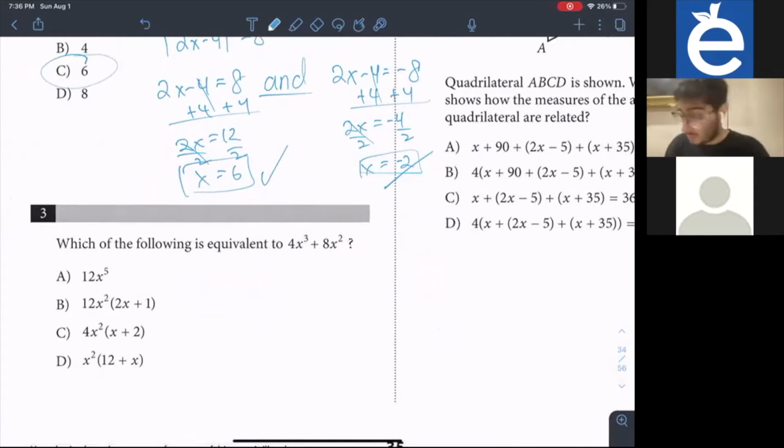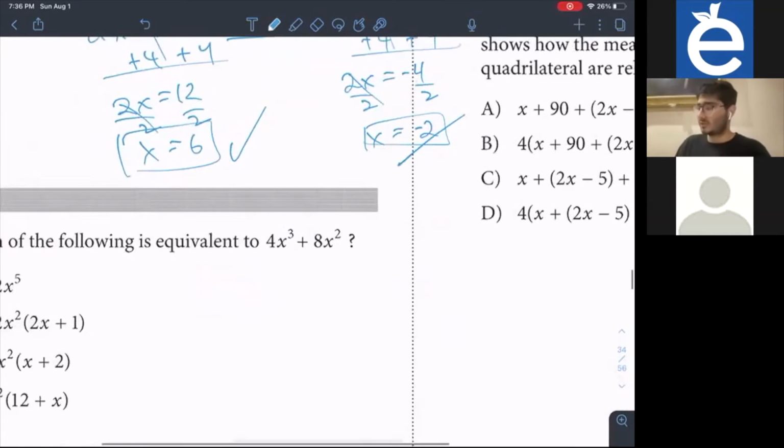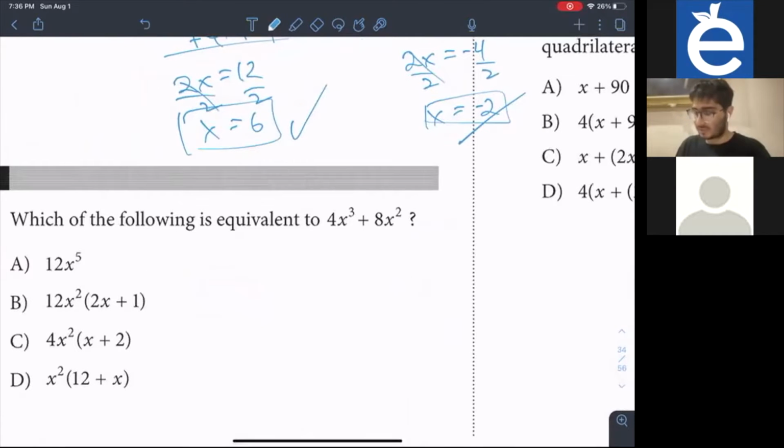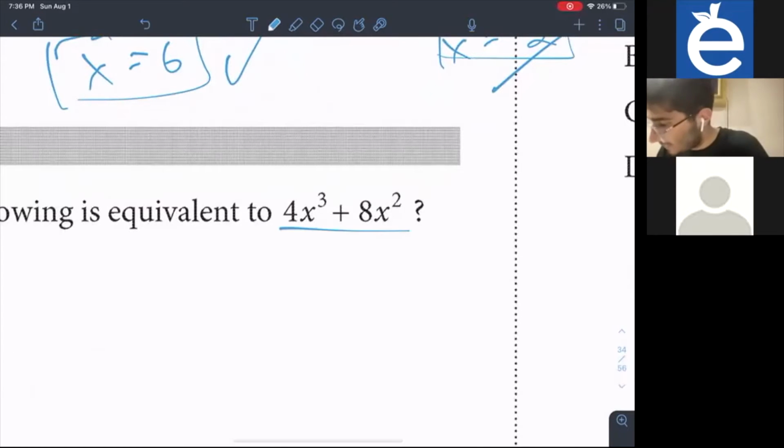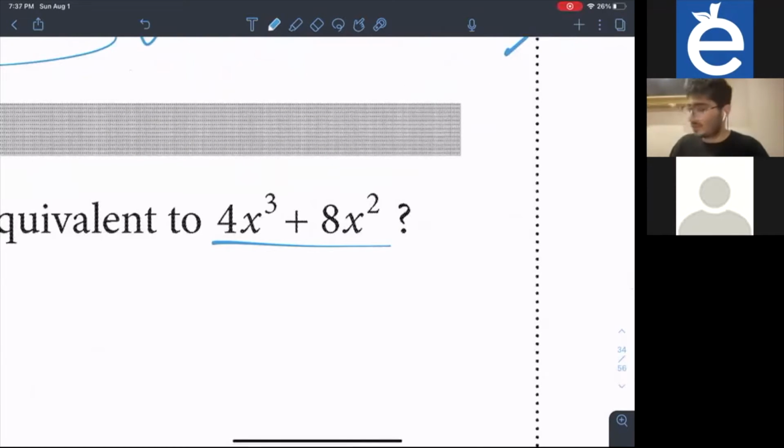Next question. Which of the following is equivalent to 4x cubed plus 8x squared? To solve this question, we have to first look at the choices. Basically, they're asking us to find another way this expression is written. If you look at the choices, you have a greatest common factor that you just have to take out. The greatest common factor would be the 4, because 4 can go into both coefficients. The coefficient, by the way, is the number in front of the variable.